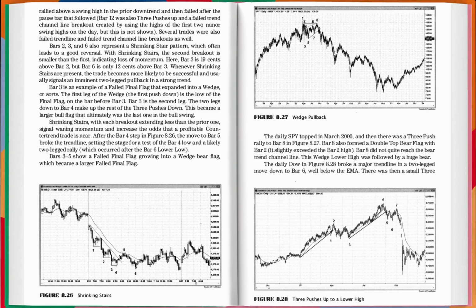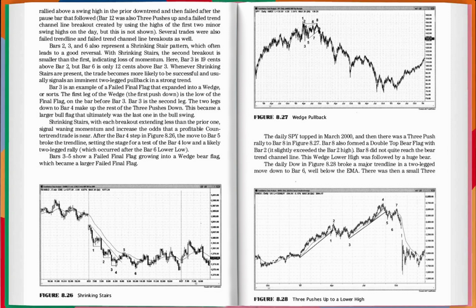Bar 3 is an example of a failed final flag that expanded into a wedge of sorts. The first leg of the wedge, the first push down, is the low of the final flag, on the bar before bar 3. Bar 3 is the second leg. The 2 legs down to bar 4 make up the rest of the 3 pushes down. This became a larger bull flag that ultimately was the last one in the bull swing. Shrinking stairs, with each breakout extending less than the prior one, signal waning momentum and increase the odds that a profitable countertrend trade is near.